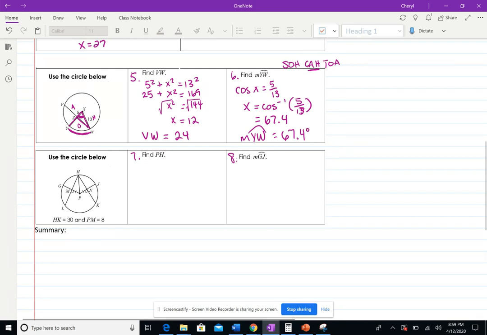So you are going to do number 7 and number 8. For number 7, you're going to use the Pythagorean theorem, and for number 8, you're also going to use trig again. If you need help, send me an email and do your best.